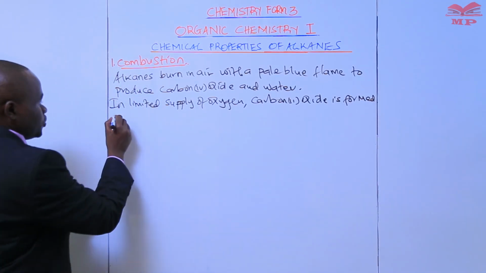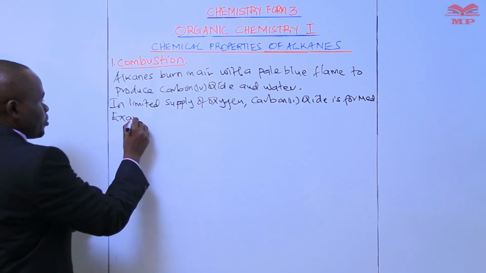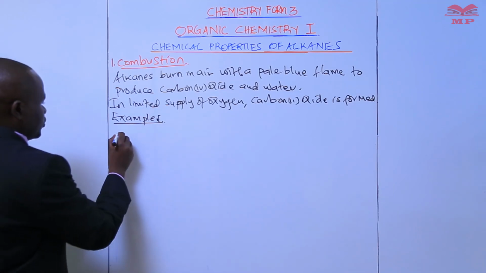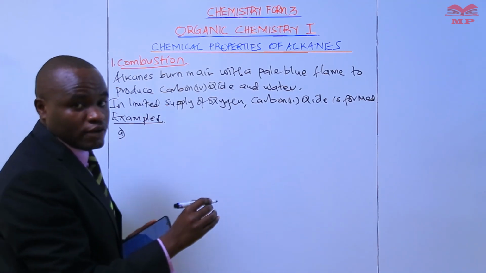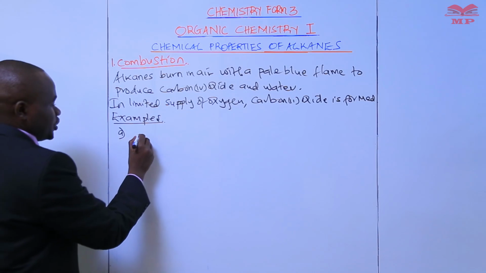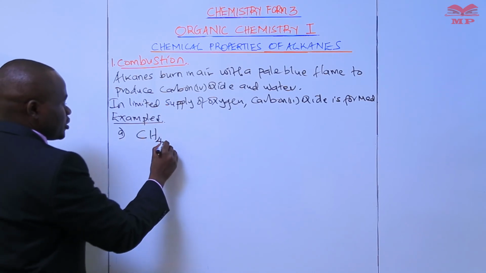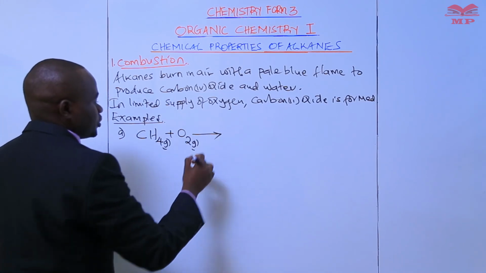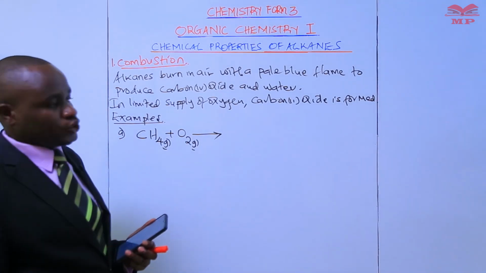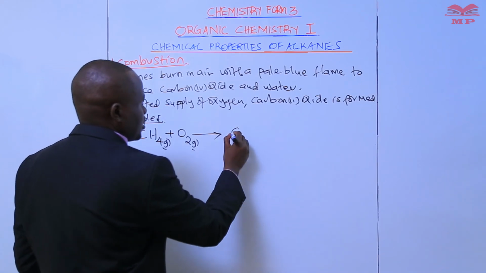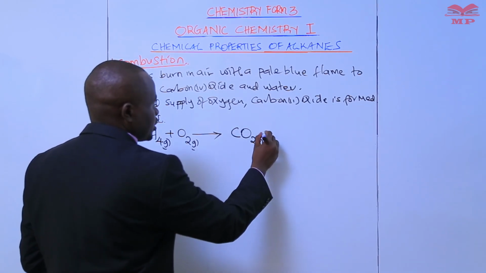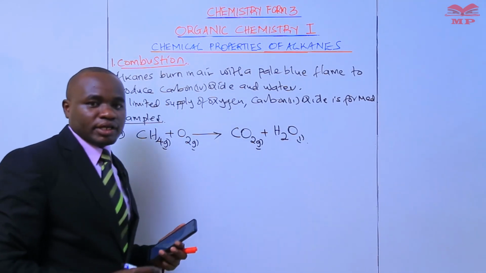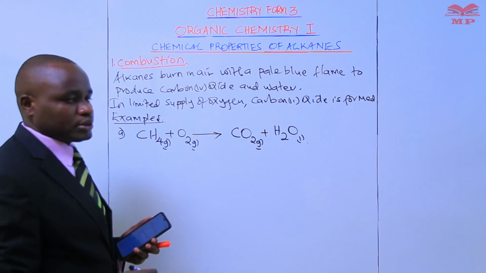So I would like us to look at examples of combustion of alkanes. The first one, we start with the first member of the alkane series, which is methane. Methane undergoes combustion under ordinary conditions, that is in plenty supply of oxygen. We get carbon dioxide gas and water. What is key as far as such equations are concerned is balancing.